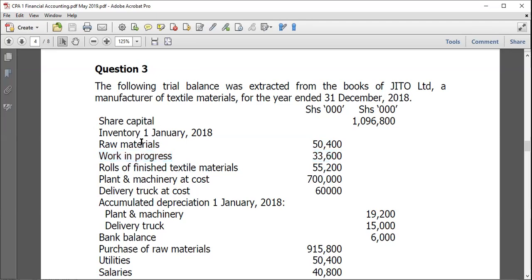So you need to know what each of these figures you're going to use them for, even as you read through. And then we also proceed to plant and machinery at cost. Of course, this should be able to give you some insight. We know very well that as they have given it at cost, there should be a value of the accumulated depreciation, which is right here, okay?